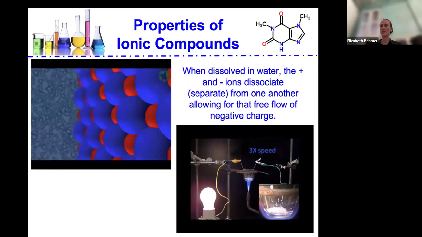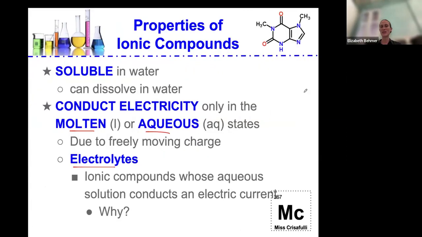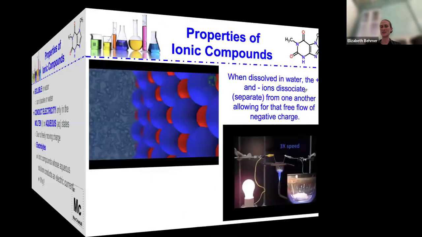When dissolved in water, the positive and negative ions can dissociate, that means they separate, from one another, allowing for that free flow of negative charge. So we kind of have an electrical aspect when these ionic compounds are dissolved in an aqueous solution.